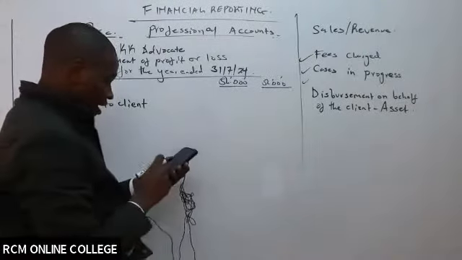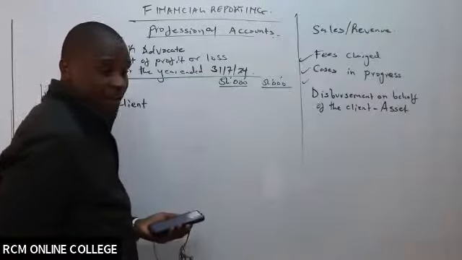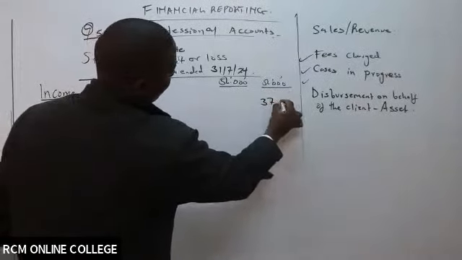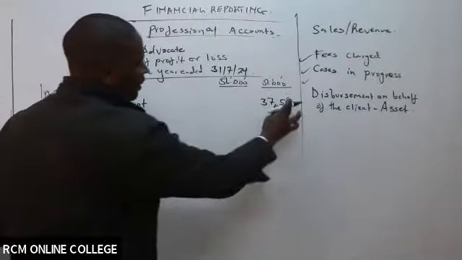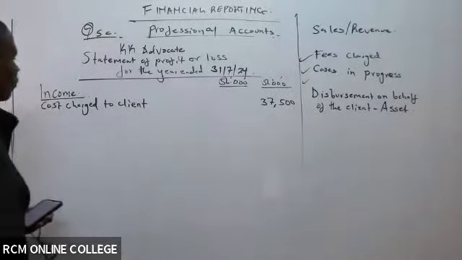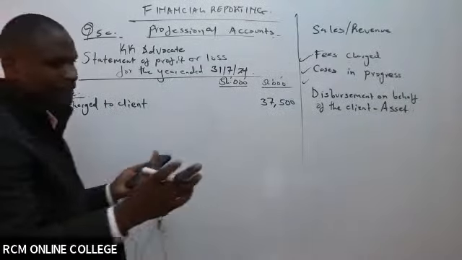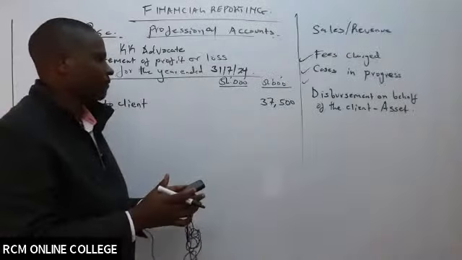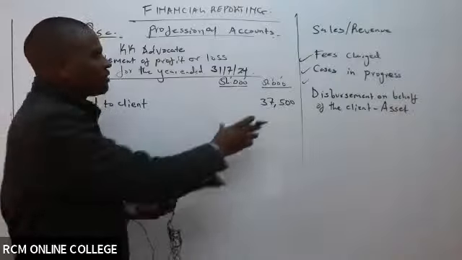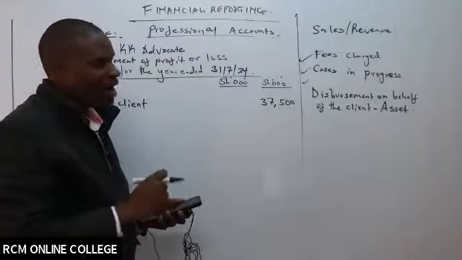Costs charged to client, and the value is how much? It is 37,500. You can put that in our second column: 37,500 costs charged to client. That is the income for this advocate. At this point, class, I think this cost was accumulated, the cumulative cost. So this is the total income, but remember we had work in progress.